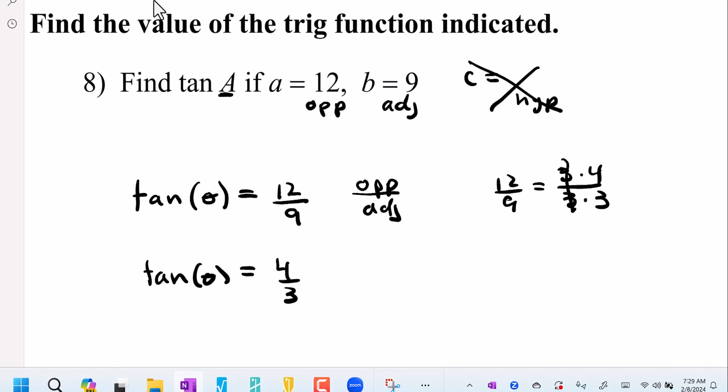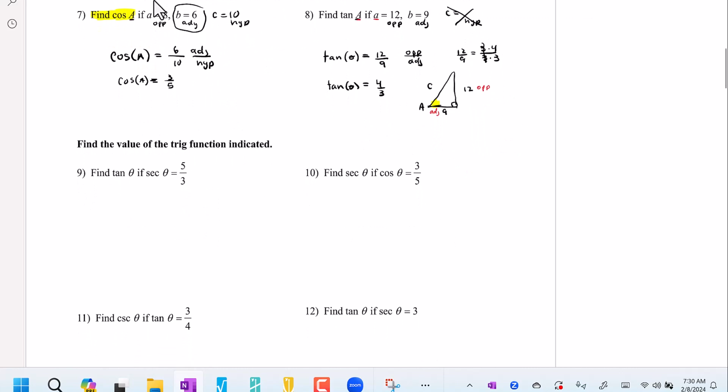Now, if you like the diagram method better, 12 is longer than 9. So this is angle A. Opposite is 12. We don't know the hypotenuse, so this side is 9. And from the viewpoint of this angle, this is opposite, this is adjacent, and then opposite over adjacent. So you could do it that way. You just don't need to with this given information. All right, that's it for this one.